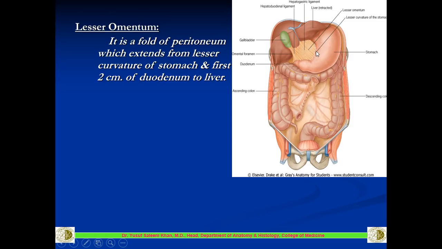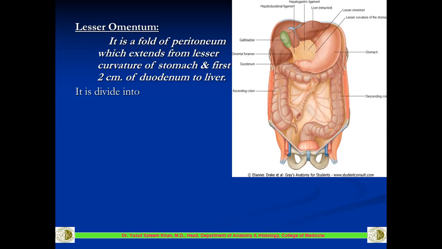This is the thin membrane which extends from the lesser curvature of the stomach as well as the first 2 centimeters of the duodenum, the first part of the duodenum, to the liver. So this thin membrane extending from the stomach to the liver, as well as from the duodenum to the liver, is called the lesser omentum.